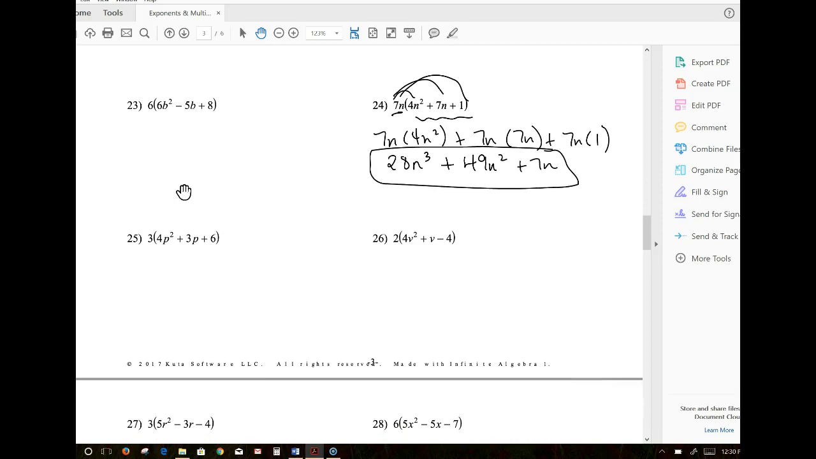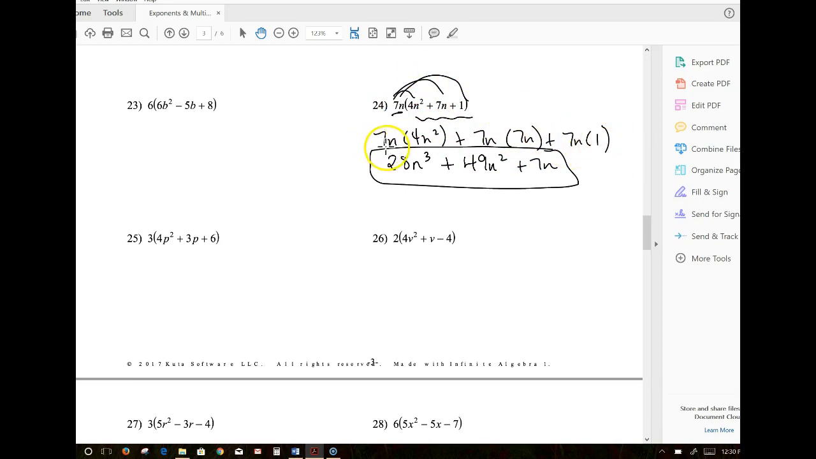Here, number 24, we have a monomial times a trinomial. Okay, we're going to jump right in. So we're going to distribute that 7n to each of those three terms. So 7n times 4n squared, 7n times 7n, and then 7n times 1.